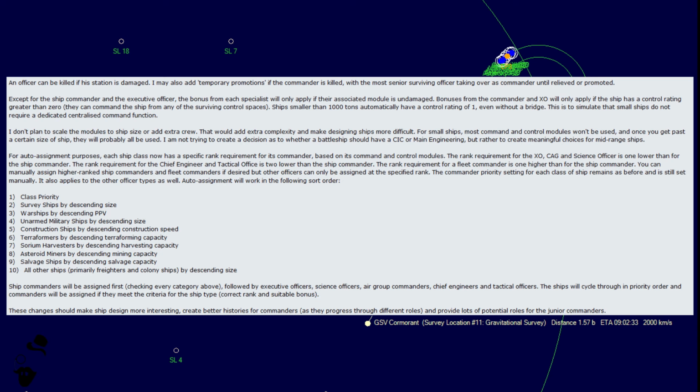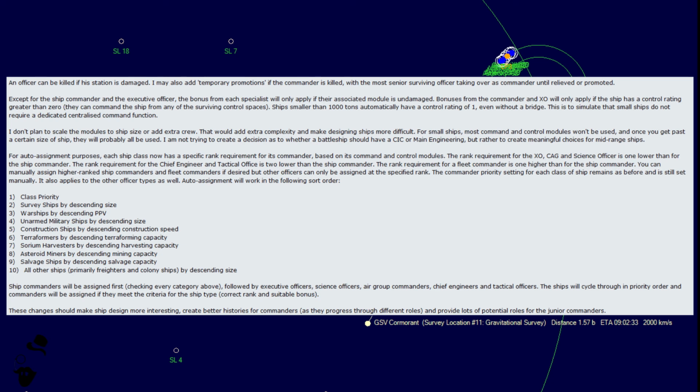So basically, the more effective something is at doing its job, the higher rank and the higher priority it has in getting auto assignment, which makes sense, with the class priority taking preference over everything else. Ship commanders will be assigned first, checking every category above, followed by executive officers, science officers, air group commanders, chief engineers, and tactical officers. The ships will cycle through in priority order, and commanders will be assigned if they meet the criteria for the ship type. These changes should make ship design more interesting, create better histories for commanders as they progress through different roles, and provide lots of potential roles for the junior commanders.